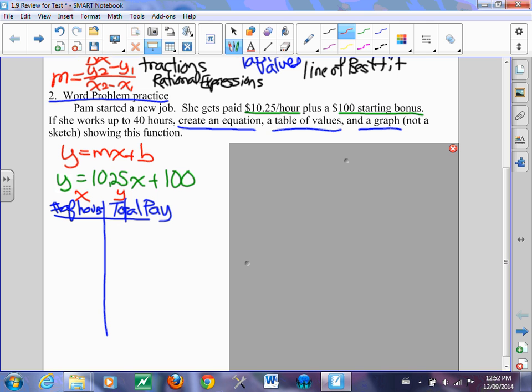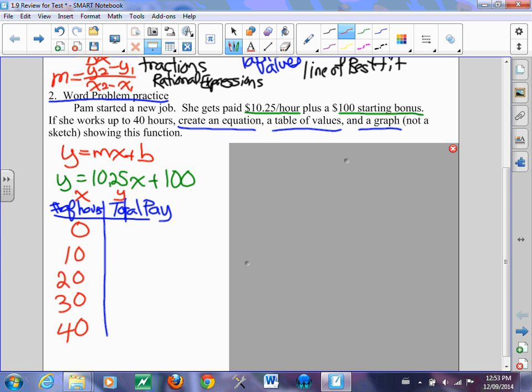Now, ladies and gentlemen, when it says to create a table of values, it says up to 40 hours. I don't need you to go 0, 1, 2, 3, 4, 5, 6, 7, 8, 9, all the way to 40. I want you to start with 0 and then say, hey, what's a good range to go up by? And I would say by tens. So we'll go 10, 20, 30, and 40, and we'll fill in our table.